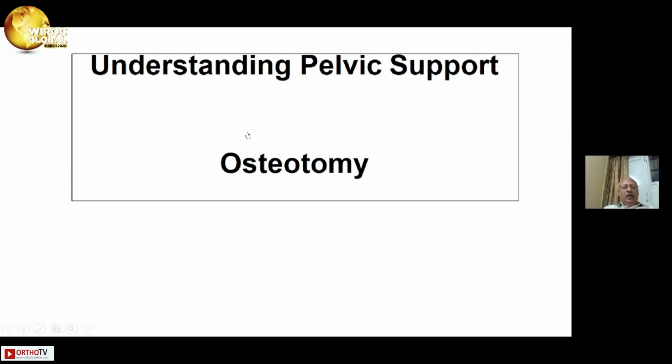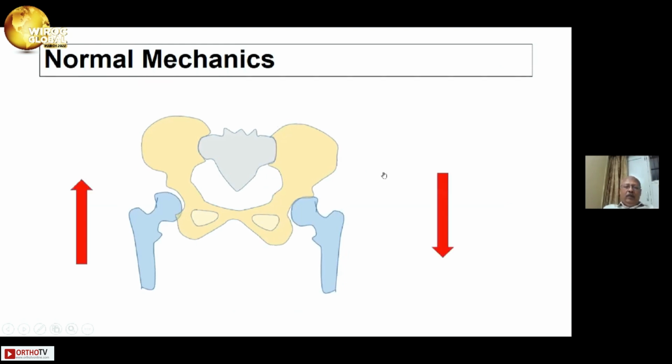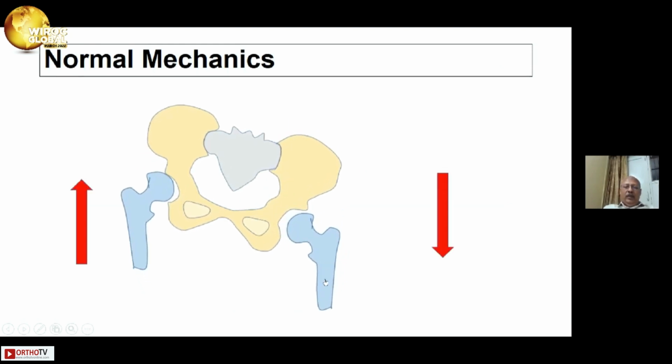So, understanding the pelvic support osteotomy, if you see the normal mechanics, what happens is if the patient puts this foot on the ground and lifts this side of the pelvis, the abductor muscles here will contract and lift this. And this is the normal gait.